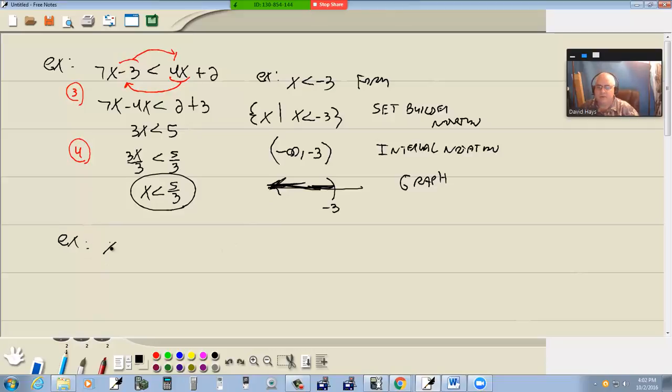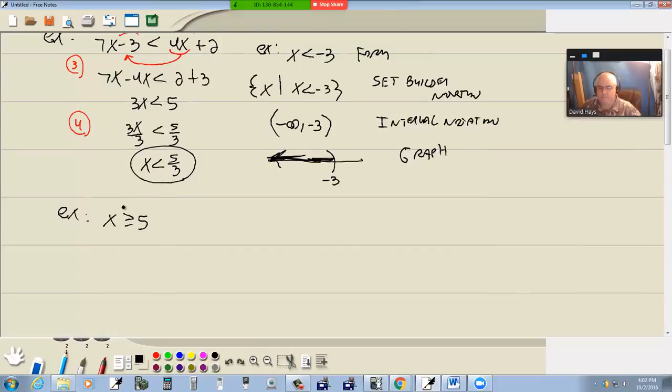Let's take a look at another one. x is greater than or equal to 5. That's our form. Now our set builder notation. You put curly brackets around it, x with a vertical bar, and then whatever our answer was.